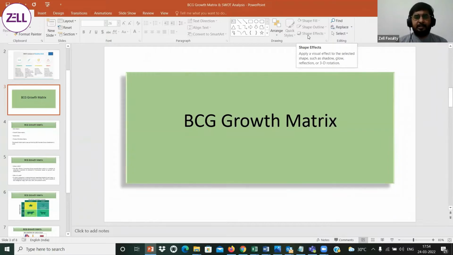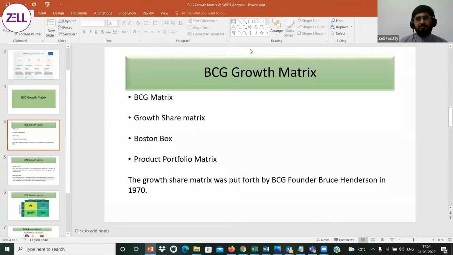Now that we are done with SWOT analysis, we will be discussing one of the most celebrated metrics in the world of finance. It's called the BCG Growth Matrix. What is the BCG Growth Matrix? The full form, if you may ask, is Boston Consulting Group Matrix. It was put forth by BCG founder Bruce Henderson in 1970.